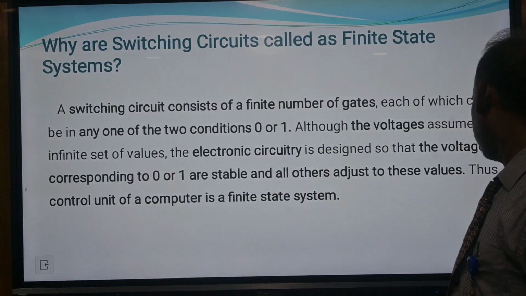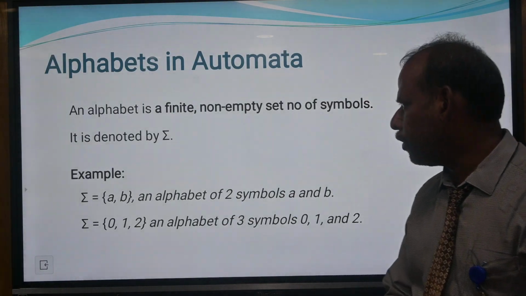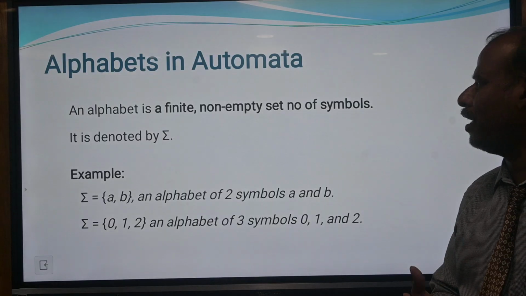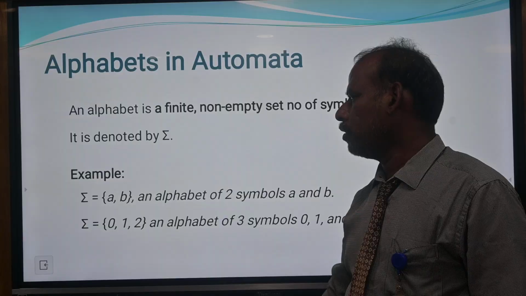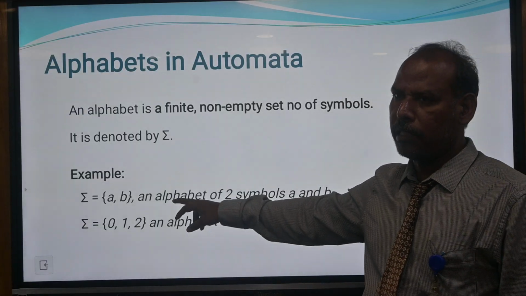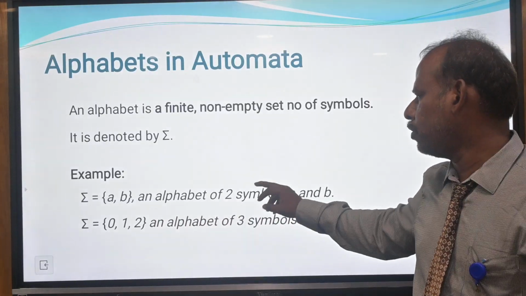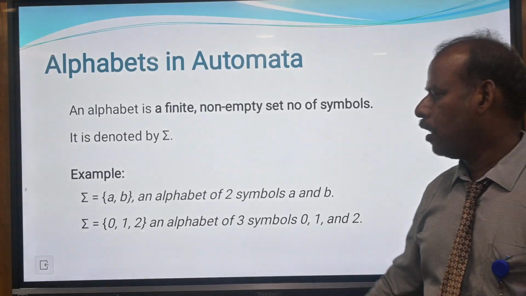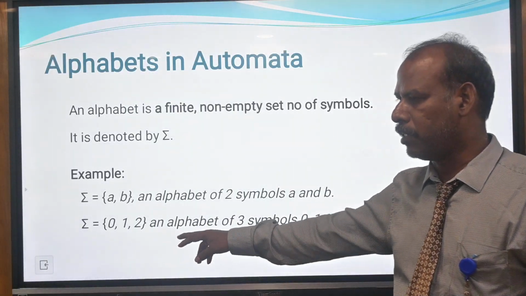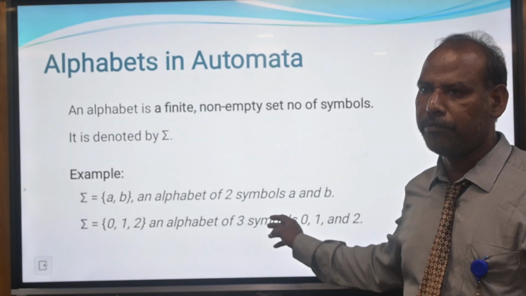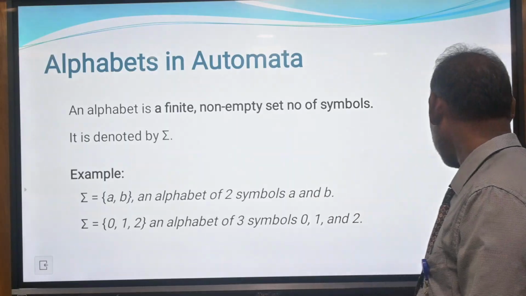So next one is alphabets in automata. What is an alphabet? It is a countable, non-empty set of symbols denoted by the summation symbol sigma. Here is one example: sigma equals a comma b, that is two symbols, a and b. Another example is a set of numbers, 0, 1, 2. They have three symbols: 0, 1, 2.